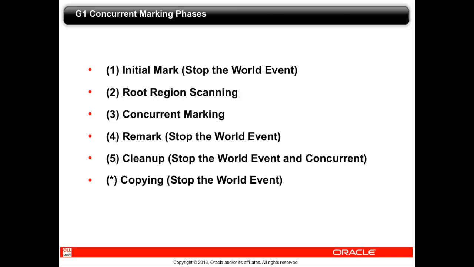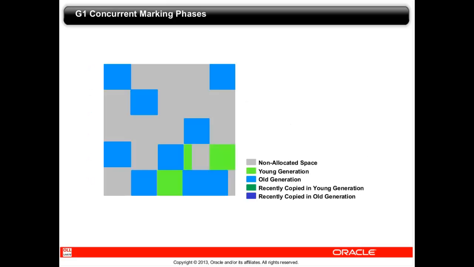So while your application threads are running, we're actually doing some tasks like marking our memory, trying to figure out what's live and what's not. And the root region scanning is the same sort of thing. It's scanning to see what's live and what's not in the old generation areas. So let's go through and see what the various steps would be for the G1 garbage collector. We've got some pictures here.